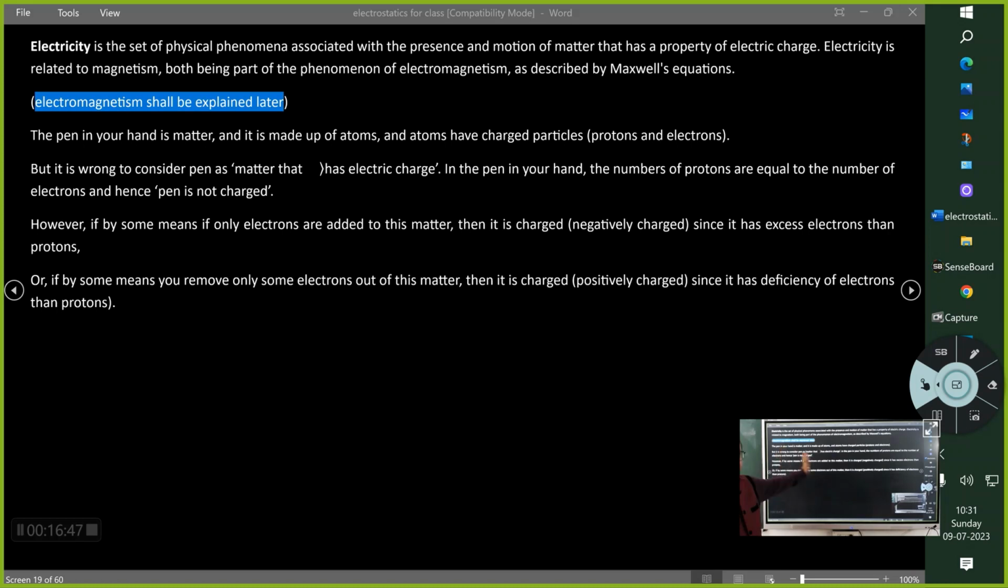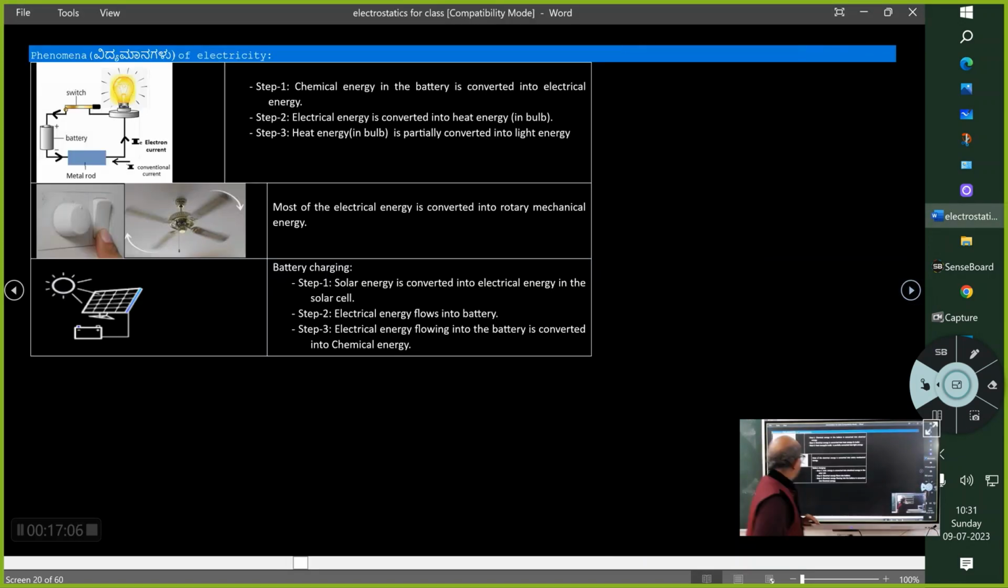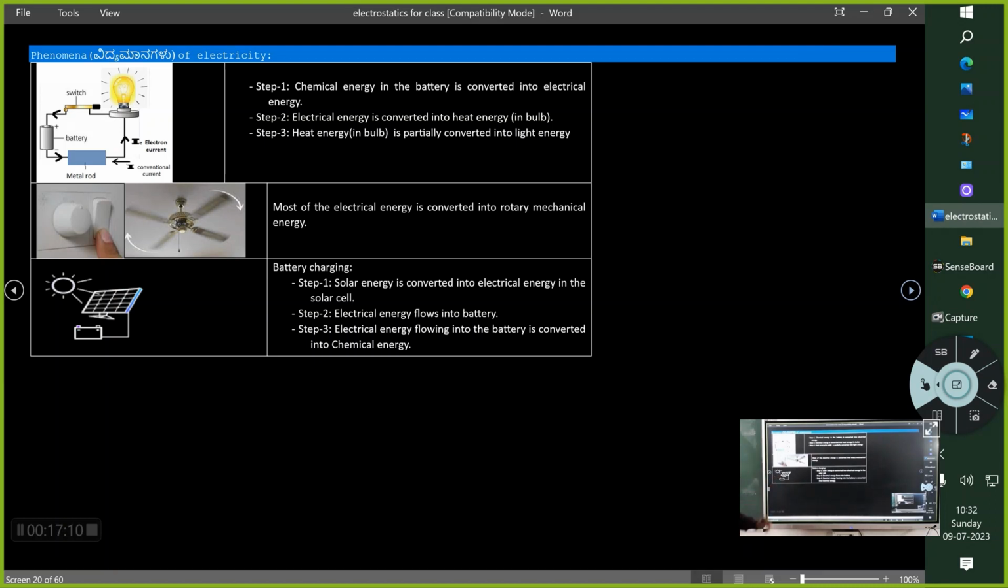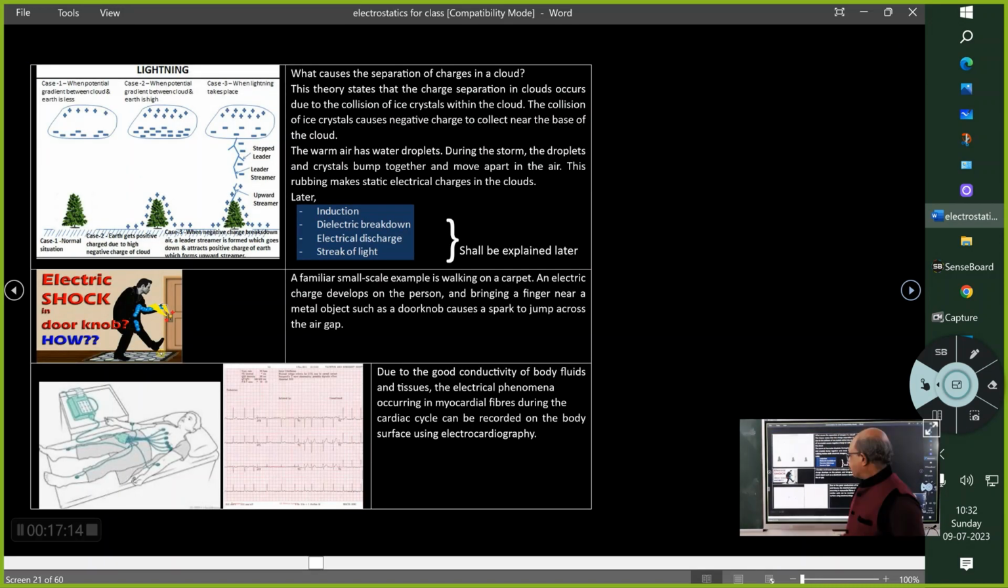There are many physical phenomena, and all these phenomena can be explained because of the charge when it is at rest or when it is in motion. Some of these phenomena I have already shown you. These are quite common phenomena that you have seen.